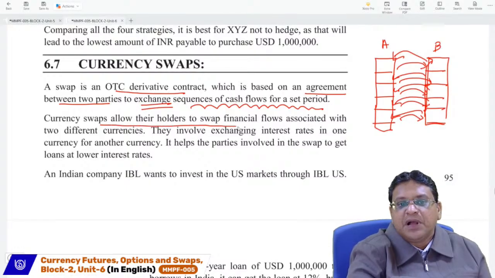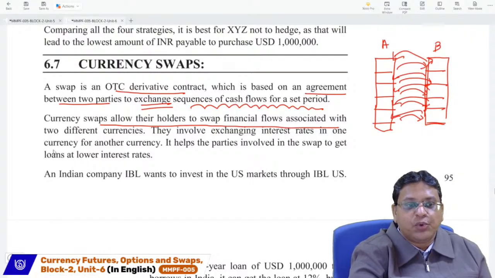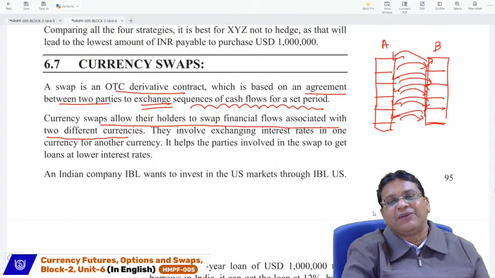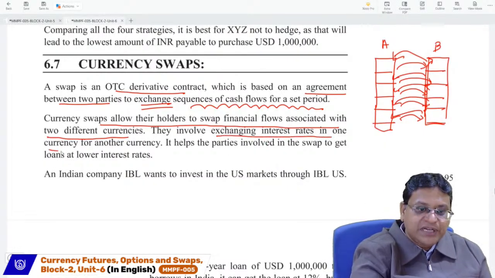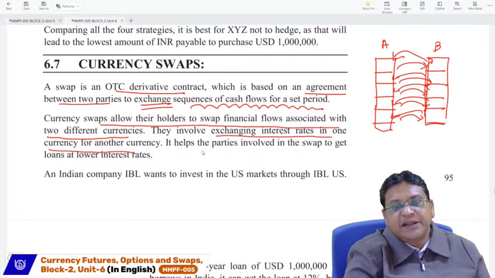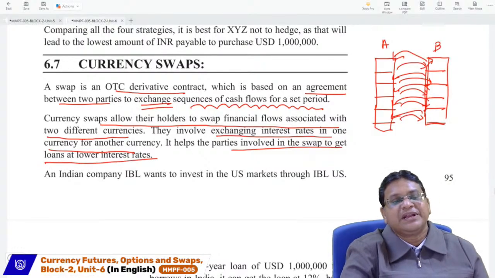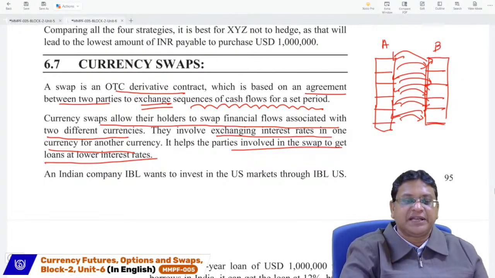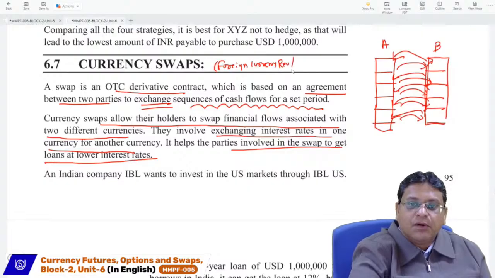Now, a currency swap allows the holder to swap financial flows associated with two different currencies. They involve exchanging interest in one currency for another currency. It helps the parties involved in the swap to get loans at a lower interest rate. So foreign currency swaps are used by those parties which have foreign currency receivable or foreign currency payable.